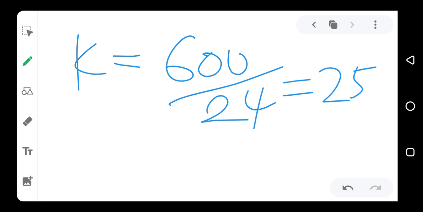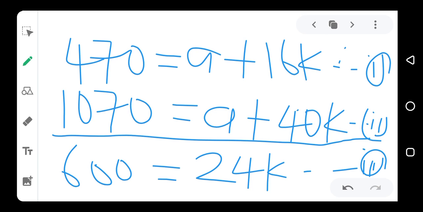So let's get the second constant, which is A. To get the second constant, we can take any of the equations, equation 1 or equation 2. But let's choose the smaller one, the one that will be easier for us to solve. Let's choose equation 1, which is 470 is equal to A plus 16K. Then we put the value of K we have gotten, and then we look for A.